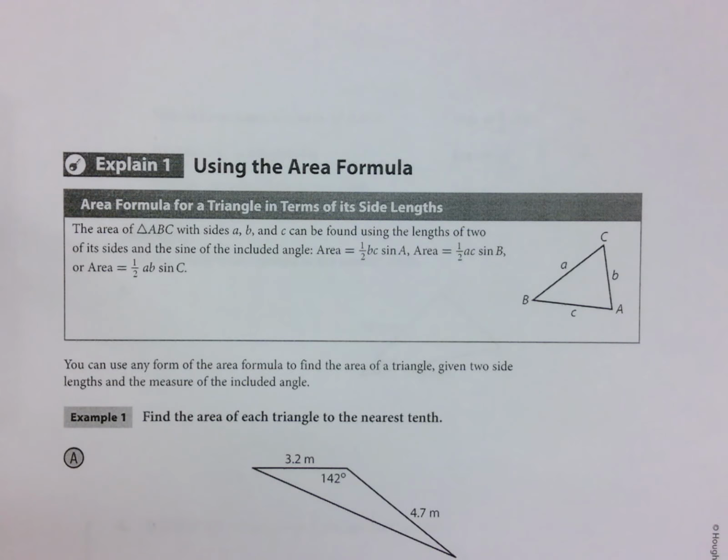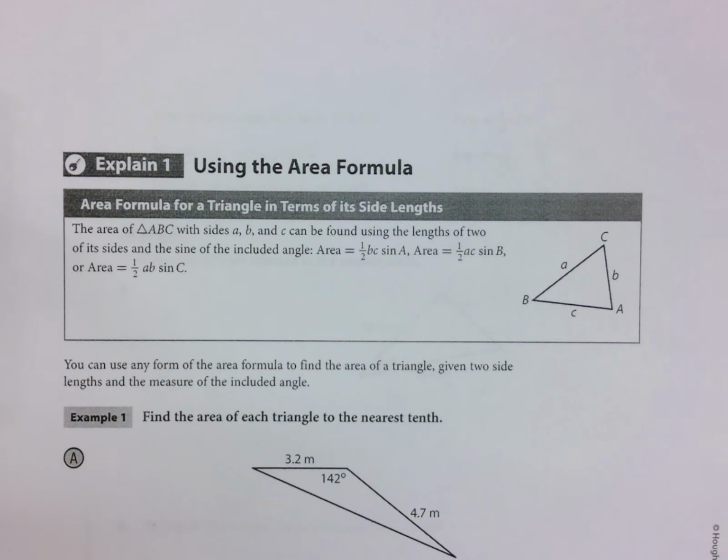This is lesson 18.4, which is problem solving in triangles and trigonometry. This video will be about the explain 1 in your notes, which is using the area formula. The area formula for a triangle is usually 1/2 the base times the height, and that works fine as long as you have a 90-degree angle somewhere in that triangle or outside that triangle.